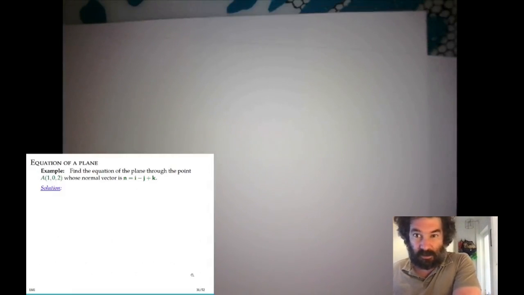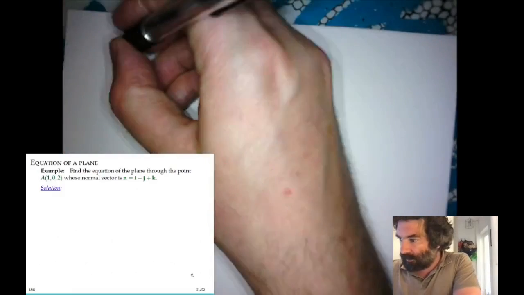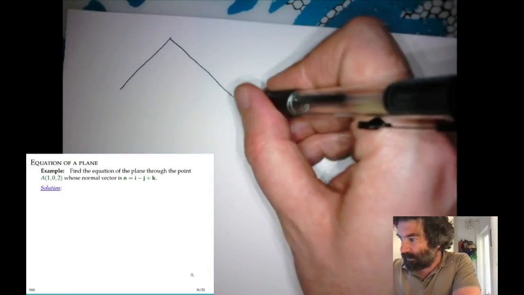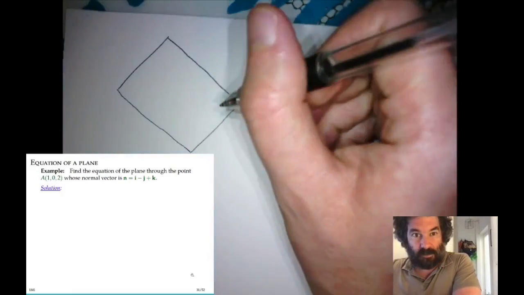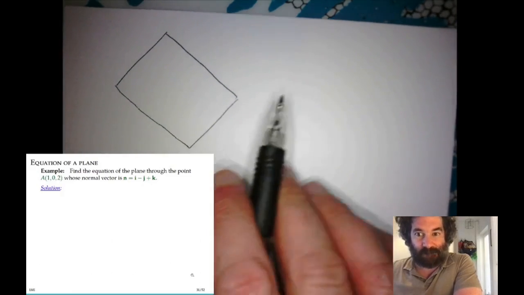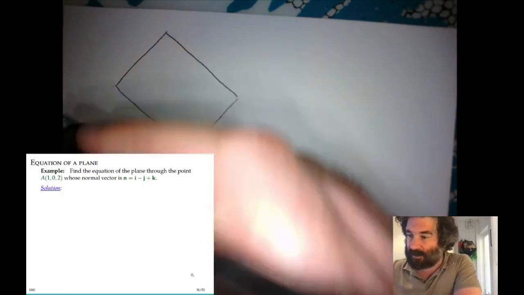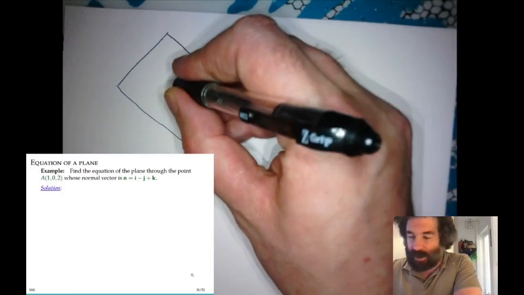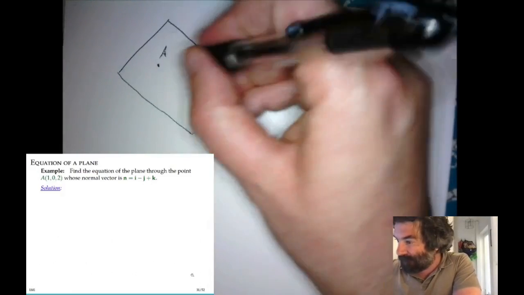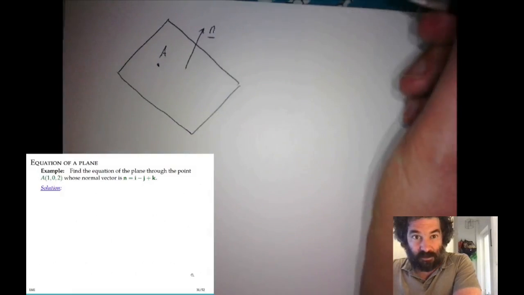All right, and so we have a plane, the flat surface. I draw it just as a square or a rectangle, but we're thinking in perspective here, and it really extends infinitely in all these various directions. We have a point A on the plane. We have a normal vector to the plane n, which is given in the problem.